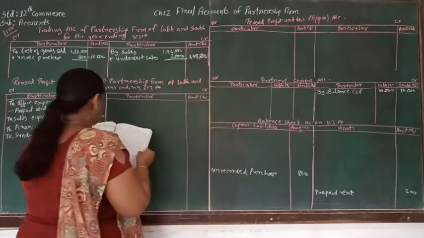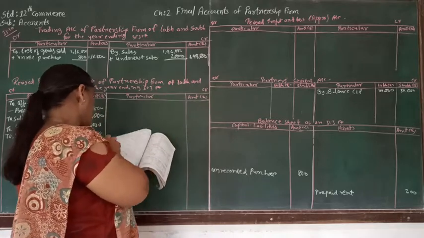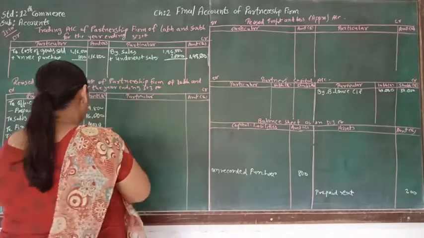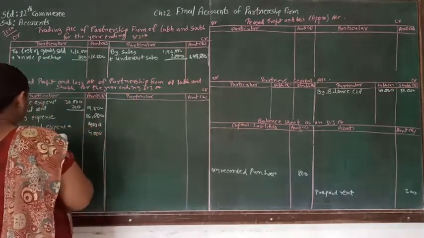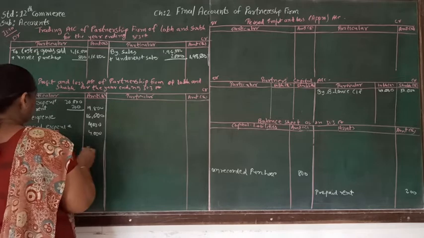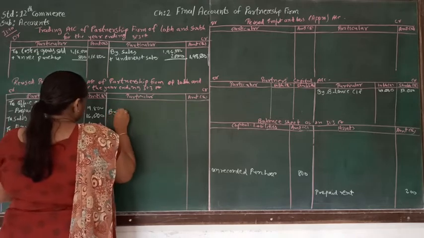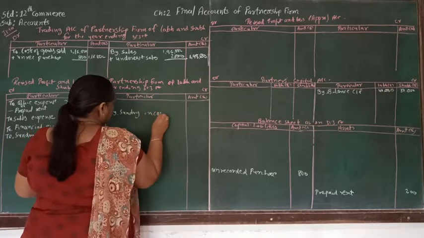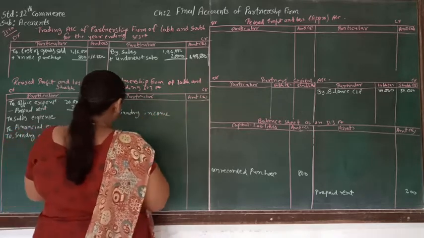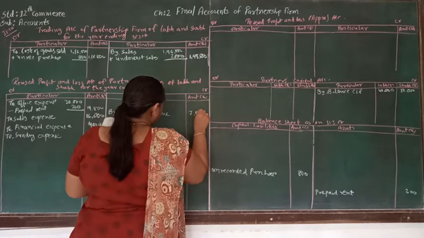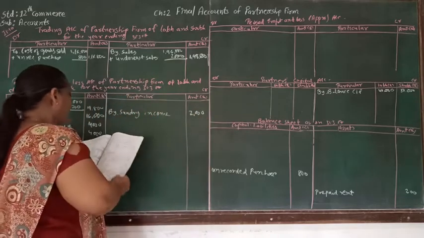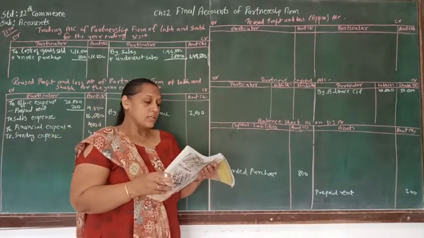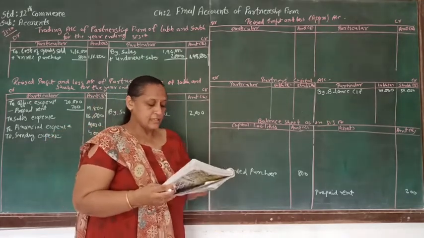Now, another thing that we are going to see is sundry income. Sundry income we are going to write on the credit side of the profit and loss account by sundry income, and that is 2,000. Now, we are finished with all the accounts of the profit and loss account. Now, let's see the balance sheet.